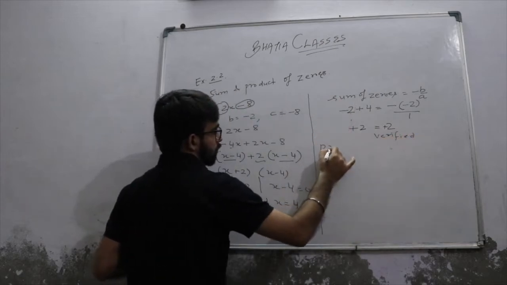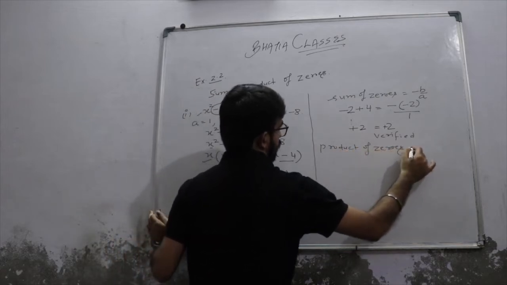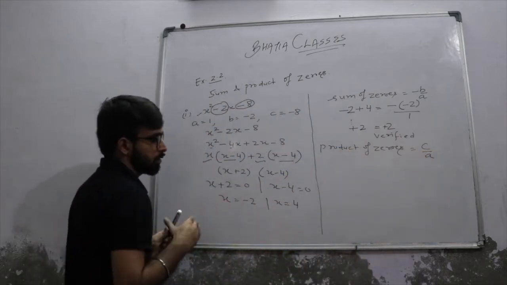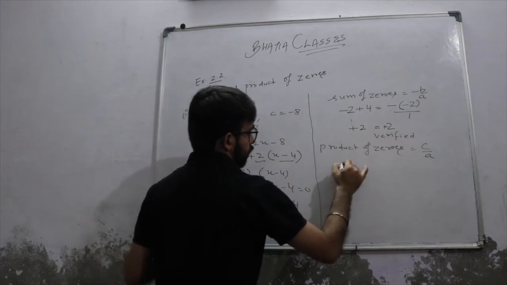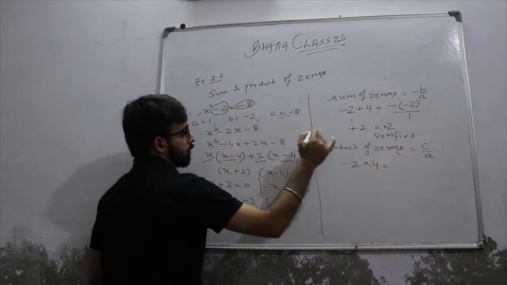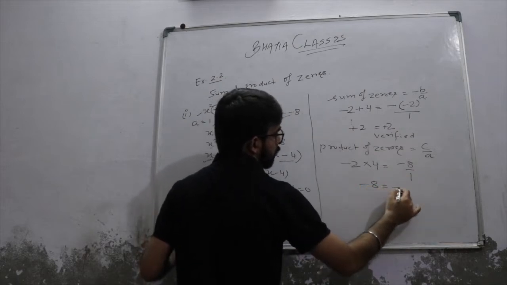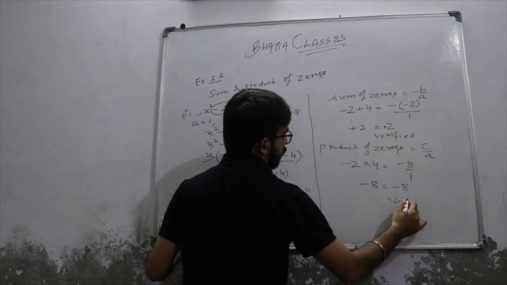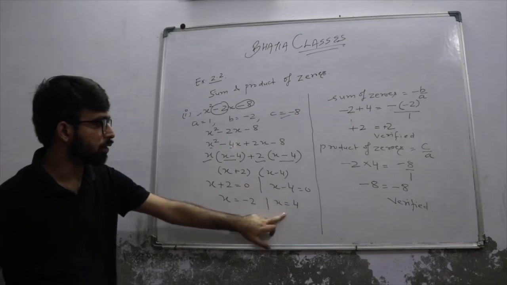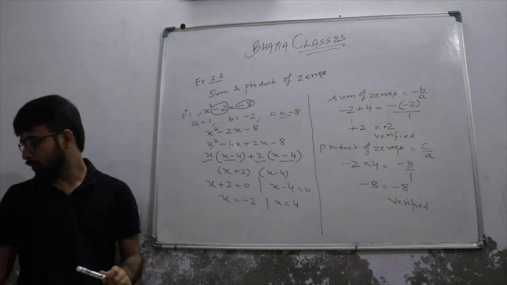Now the product of zeros, that is c by a. Product means you have to multiply these zeros, minus 2 multiplied by 4. c is minus 8 and a is 1. Minus 8 is equal to minus 8. Verified. Here you can see, firstly you have to find the two zeros and then verify them by the formulas of sum of zeros and product of zeros. Now the next part.